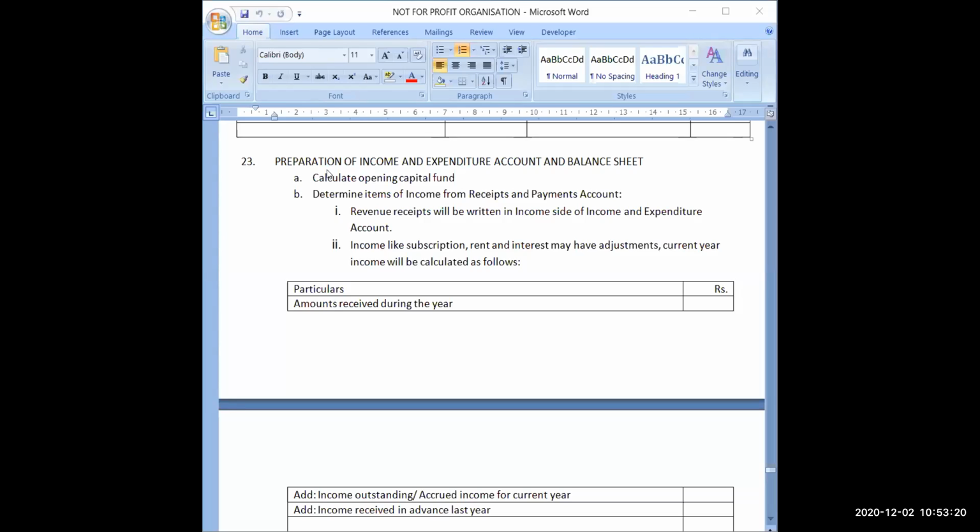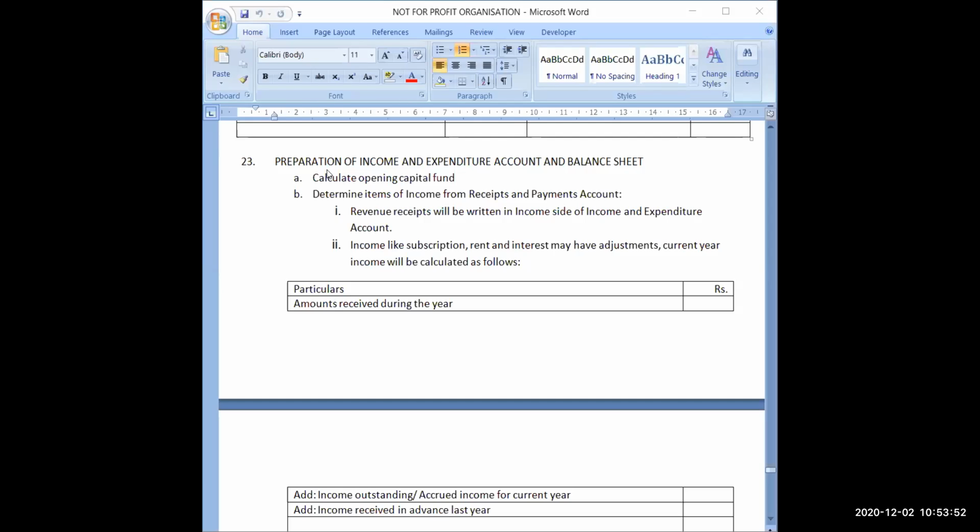Then in the second part we learned how to make adjustments for subscriptions. Subscription is one of the major sources of income, but you may get the same adjustments for other incomes also. Whatever rules you apply for subscription, like outstanding subscription for the last year and outstanding subscription for the current year, the same rules will apply to the adjustments for other incomes in the same manner.